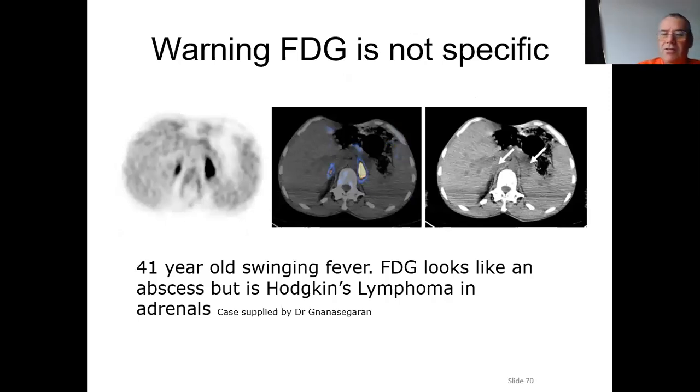Just to remind us, not everything that looks like infection is infection. This is a 41-year-old patient who had symptoms suggesting TB, with night sweats. FDG suggested the patient had an abscess around the site of their adrenal glands, but in fact what they had was Hodgkin's disease confined only to their adrenal gland.